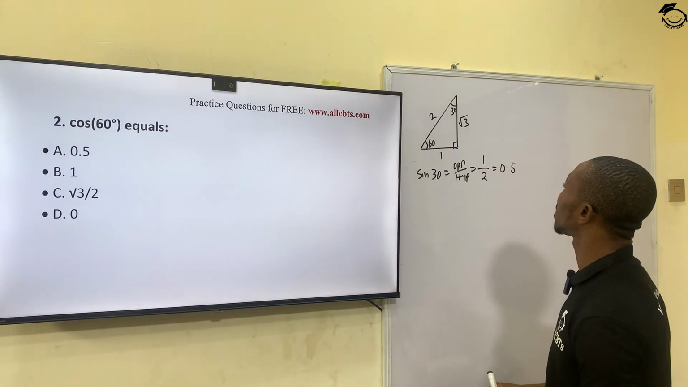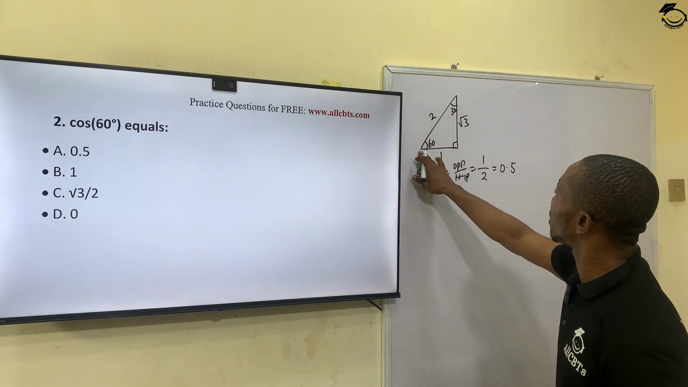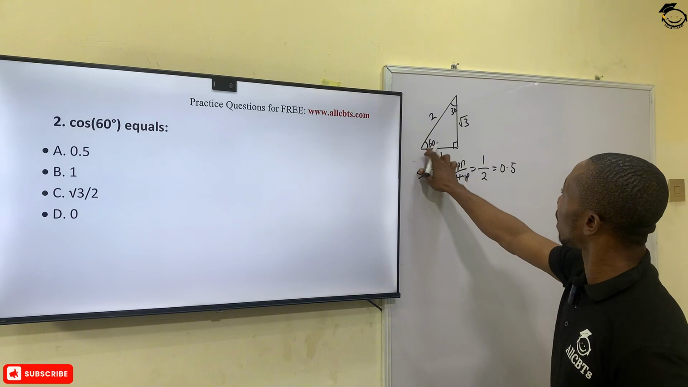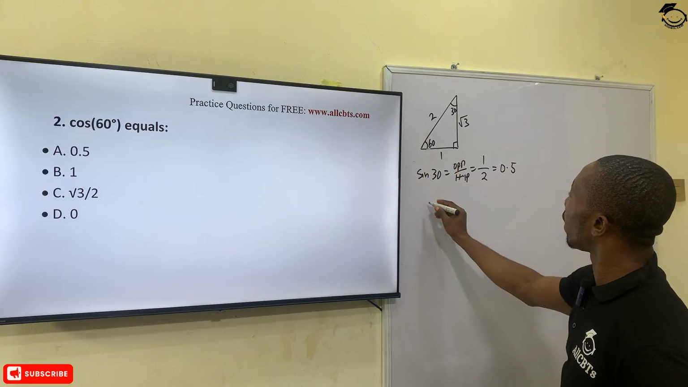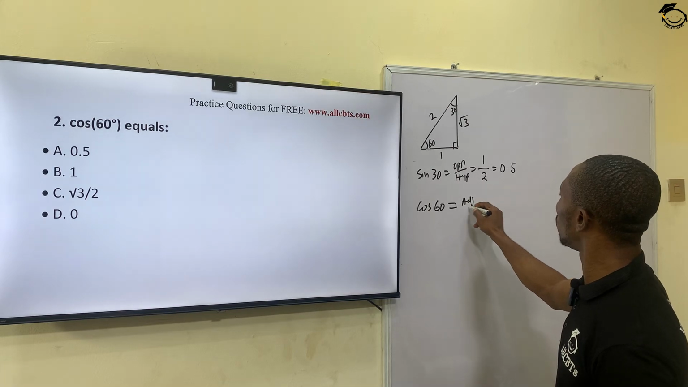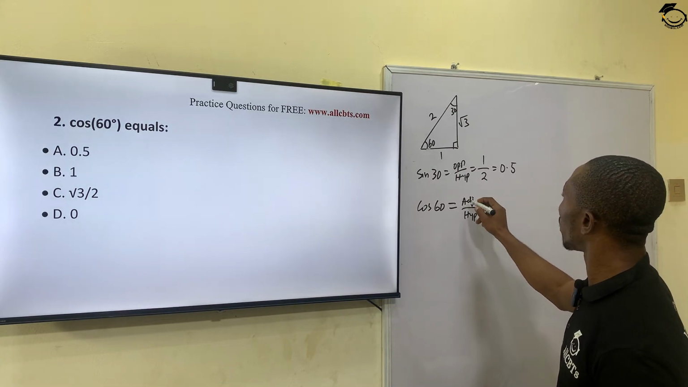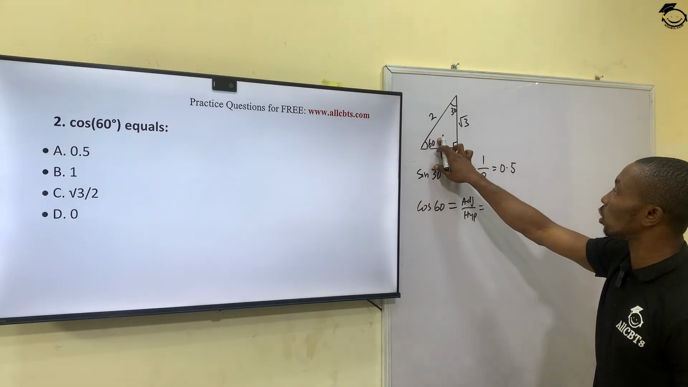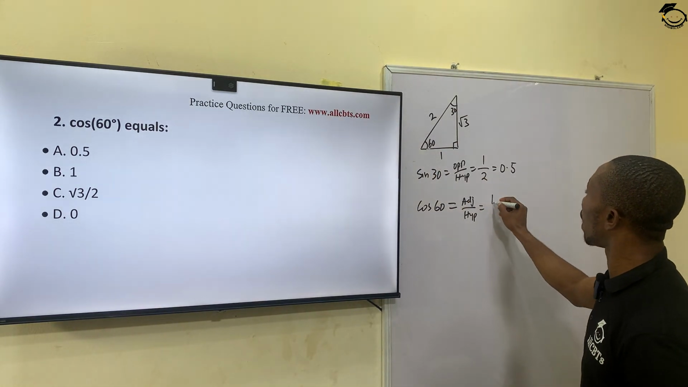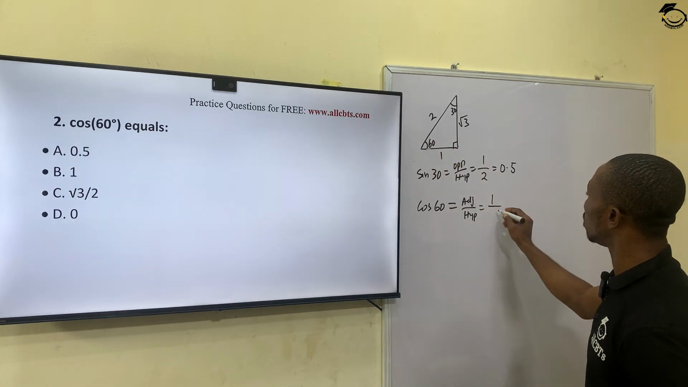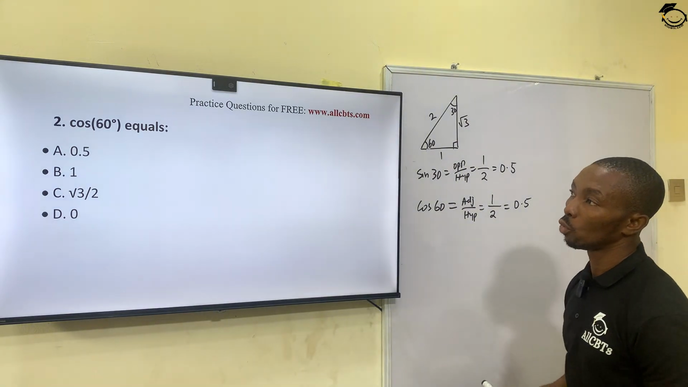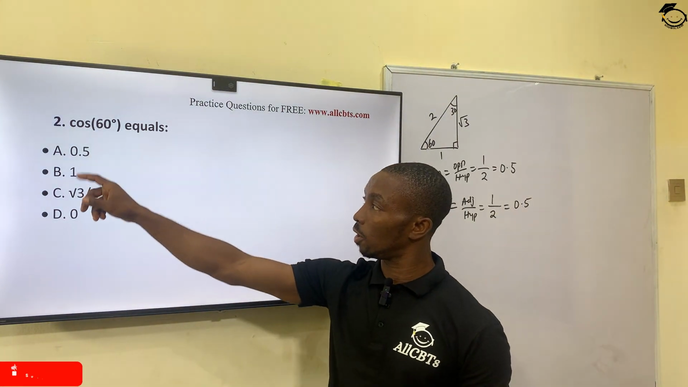Now, cos 60. Considering our angle 60, cos 60 is adjacent over hypotenuse. Here, considering cos 60, this is our adjacent, which is 1, and our hypotenuse is 2. So cos 60 will give us 0.5, which is our option A.